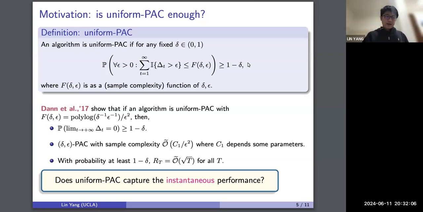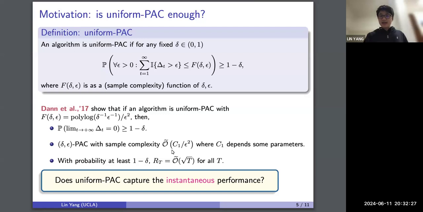This kind of bound indeed avoids these bad cases of the PAC bound. Actually, it can imply a very good regret bound, as we denoted here: if the F function is something like 1 over epsilon squared, then you can get a square root T regret bound.